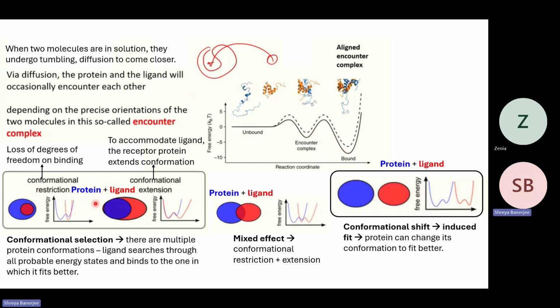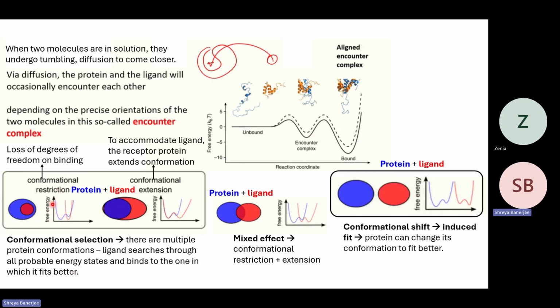Now, there are two ways in which this can happen. One is, so here what is represented is conformational selection. So there are multiple protein conformations. As you know, protein is a dynamic molecule, so it can go through multiple conformations. The ligand searches through all probable energy states and will bind to the one in which it fits better.